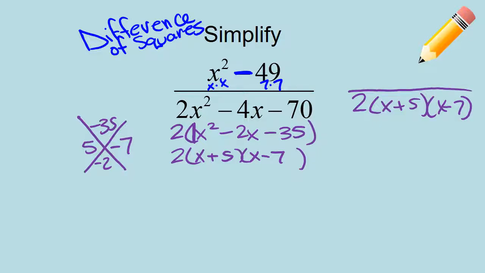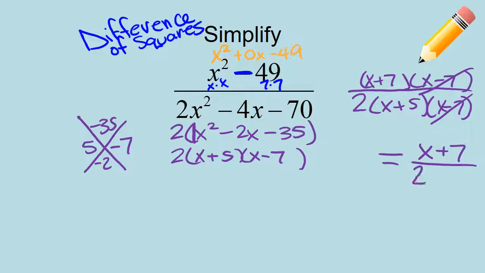Or you always have the option, you could treat this as x squared plus 0x minus 49, and you could use the AC method. So if you don't remember the rule, use AC method. So in the end, this factors down to an x plus 7 and an x minus 7. So I can see those factors clearly simplify. X plus 7 on top, 2x plus 5 on bottom. Now, if you want to distribute that, you can.